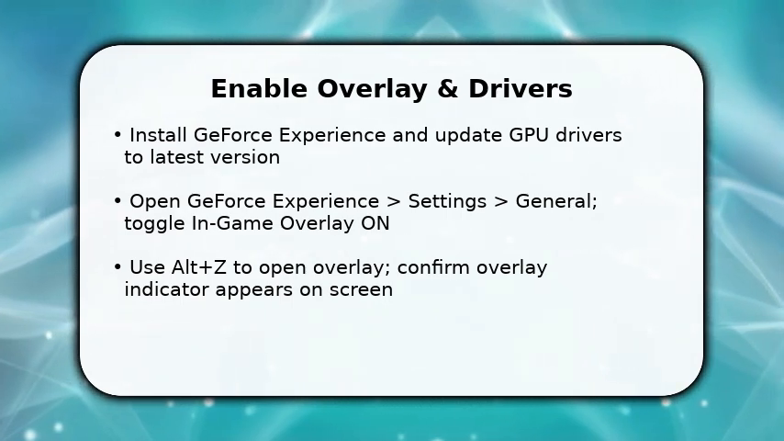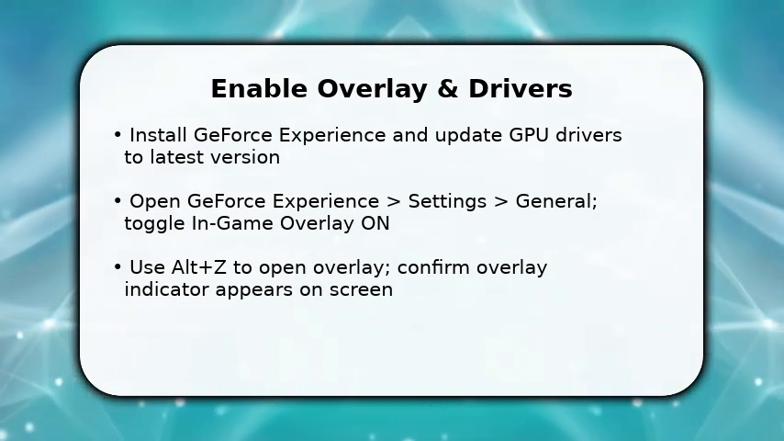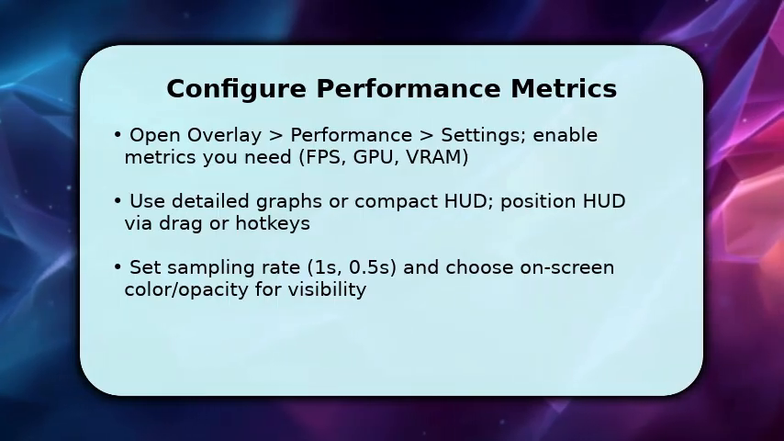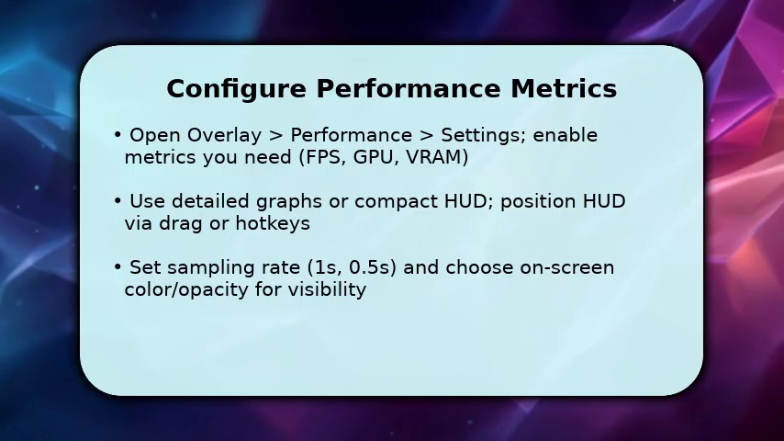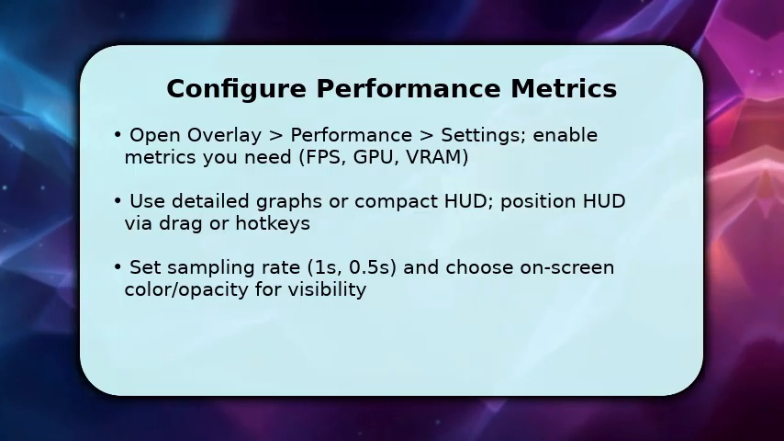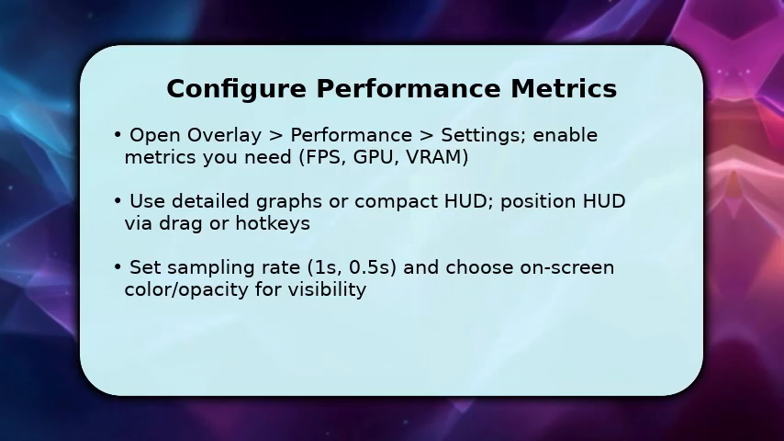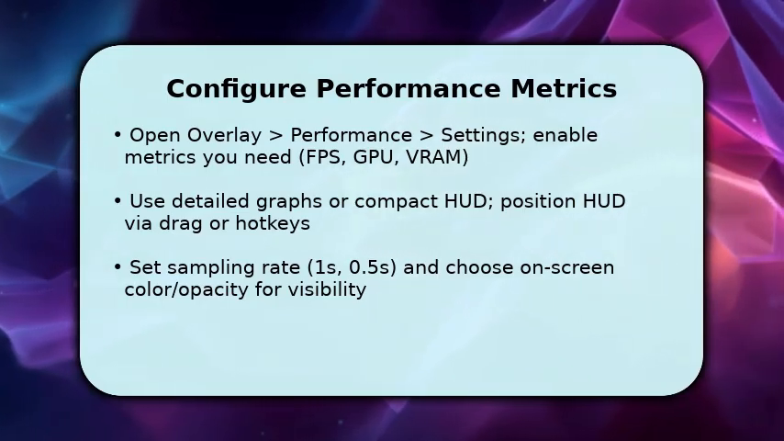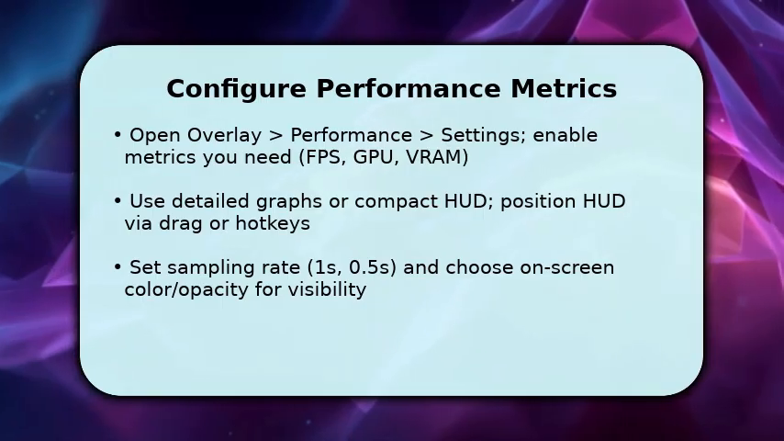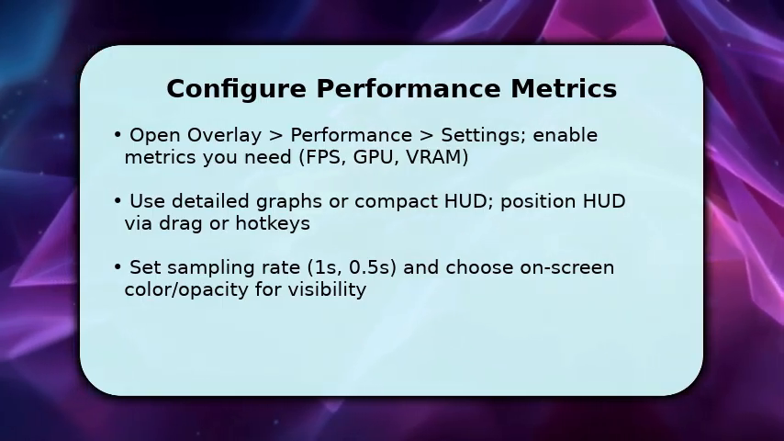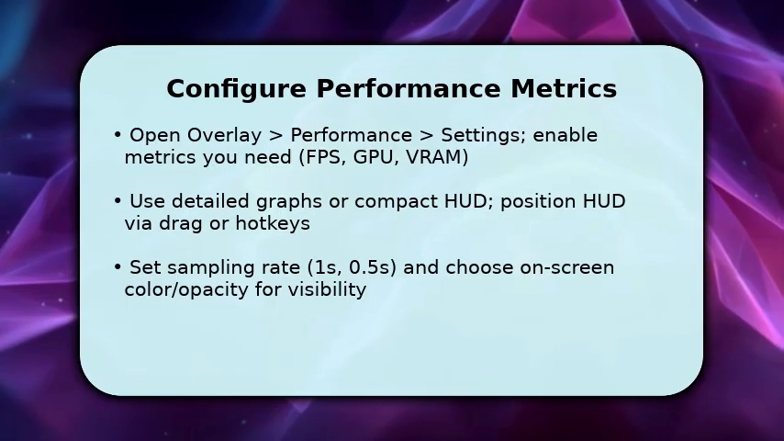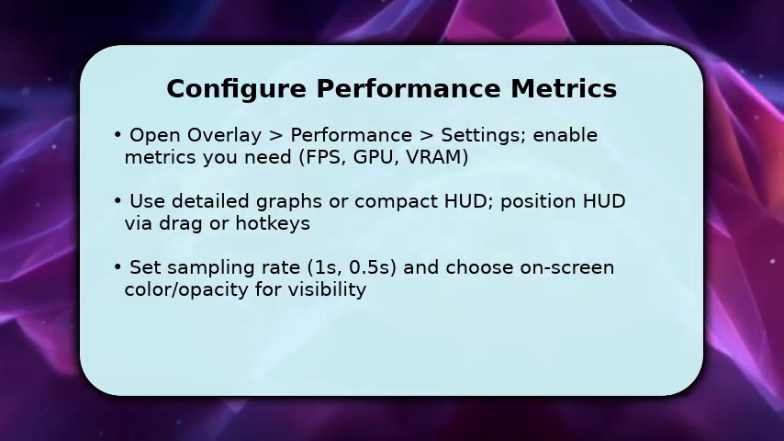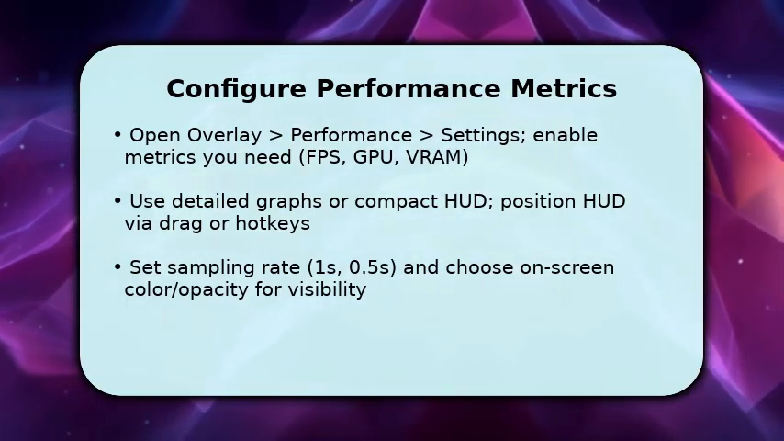Now you configure what you want to see. Open the overlay, go to Performance, and enable FPS, GPU utilization, GPU temperature, RAM, and CPU metrics. You can switch between detailed graphs and a compact HUD. Choose compact for minimal distraction or detailed for deep analysis. Position the HUD by dragging it on screen or use the overlay hotkeys to snap it to a corner. Also set the sampling rate, 1 second or half second, and adjust color and opacity.